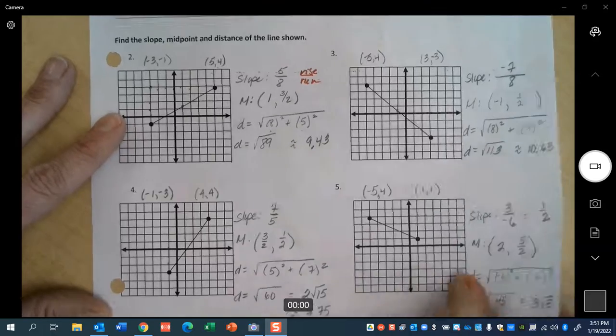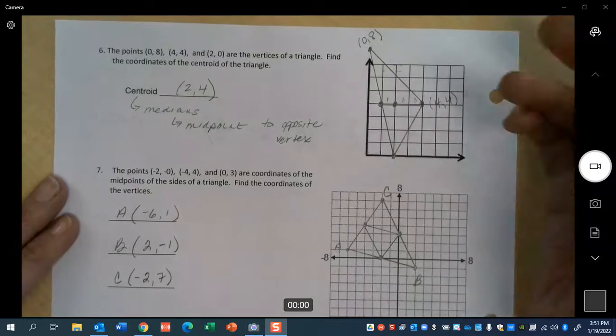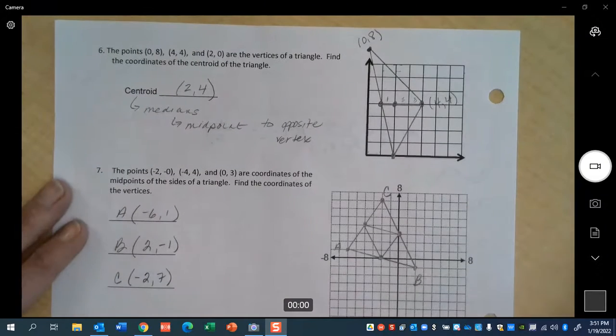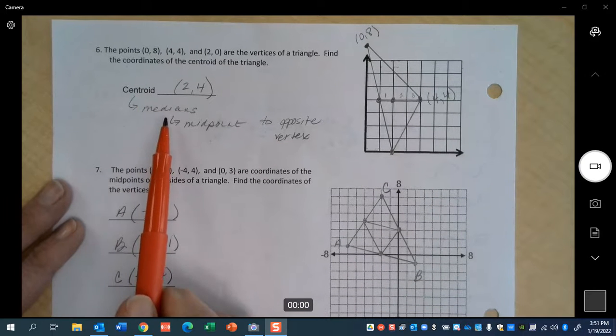All right, let's check out the back. When we look at the back of this one, when I graph these coordinates, it's okay that this is 1 off. You can just go ahead and estimate it. I know I'm looking for the centroid, which is the point of concurrency of my medians.